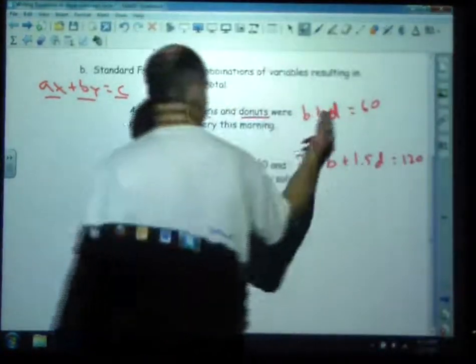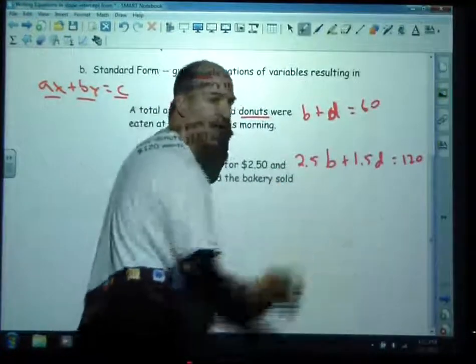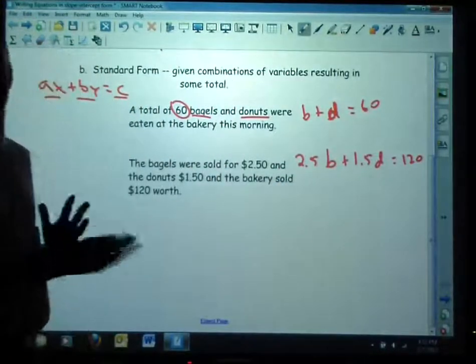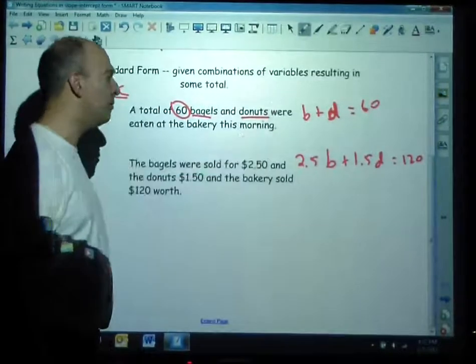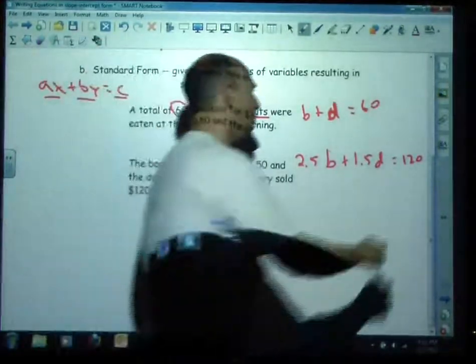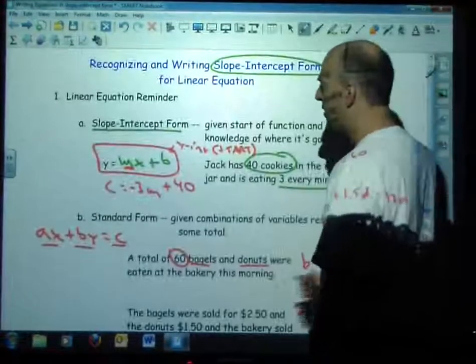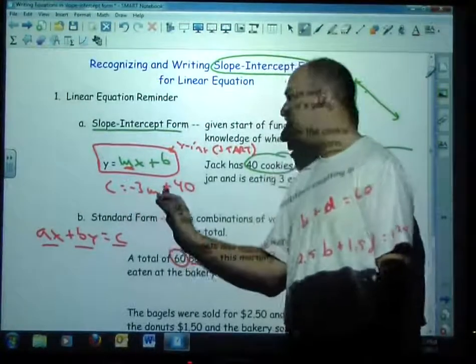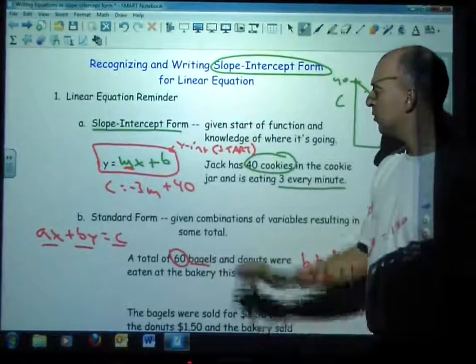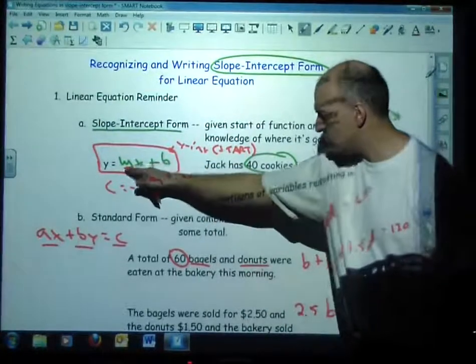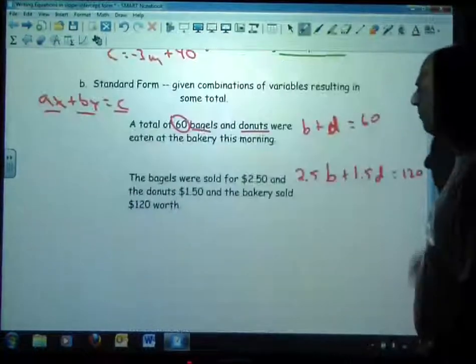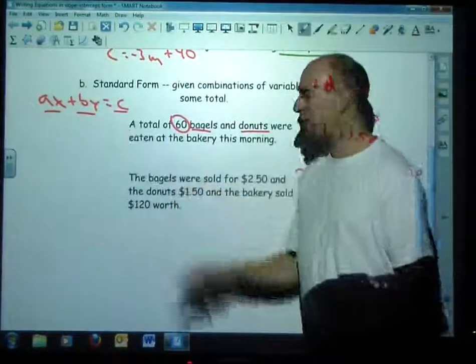A quantity type statement and what I would call a value type statement, where there's dollars associated with the quantities. Okay? But a totally different form than this previous example where it was definitely a dependent variable, cookies, depending upon minutes. Okay? So y equals mx plus b is slope-intercept form, starting point, slope, standard form, blending some variables together to make a total.